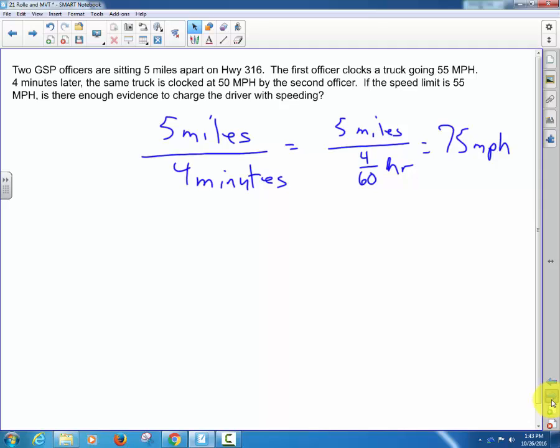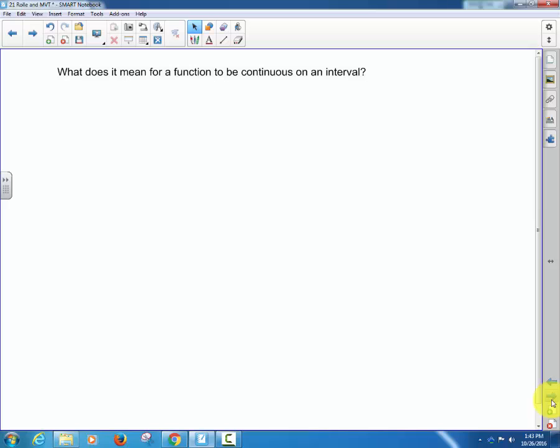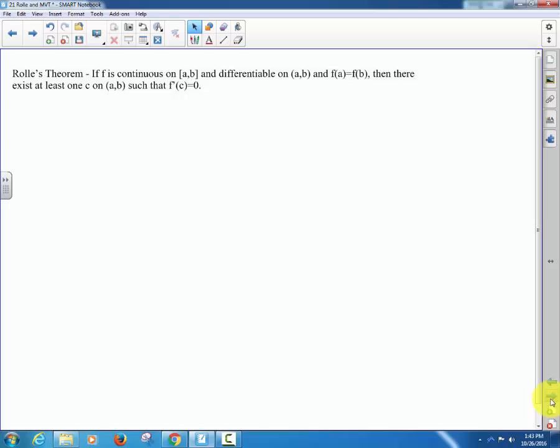So let's start off by talking about what it means to be continuous on an interval. We did that yesterday. Continuous means once I start drawing it, it keeps going. It could have a sharp turn somewhere, it could go abruptly, but it's moving all the time. There's no holes, there's no jumps. We're going to talk about two theorems.